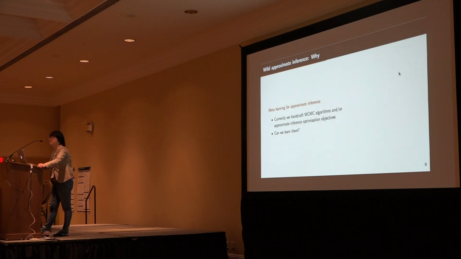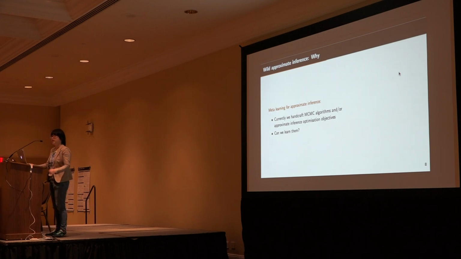Another application I'm very excited about now is doing meta-learning for approximate inference. If you think about meta-learning, it is basically learning algorithms from data. People do this for optimization and reinforcement learning, but not many people are doing it for approximate inference, because approximate inference requires a very carefully designed algorithm, like hand-producing MCMC, to make sure that your algorithm will converge to the exact posterior.